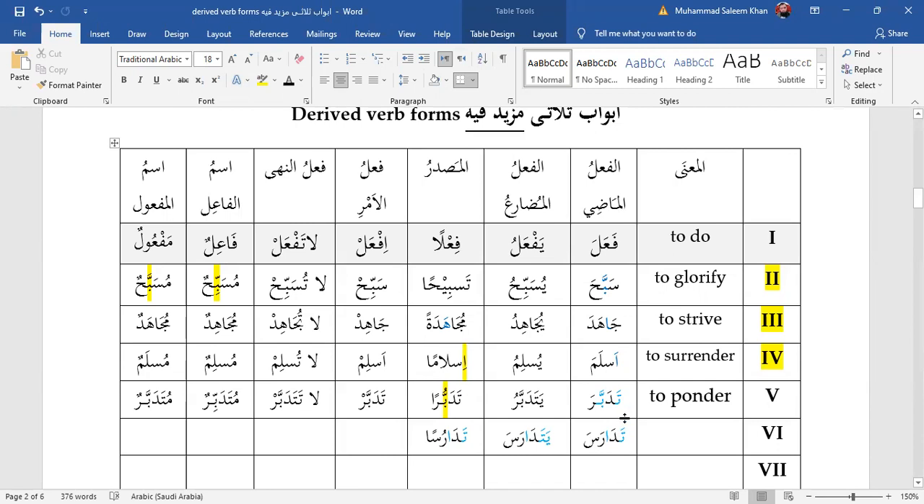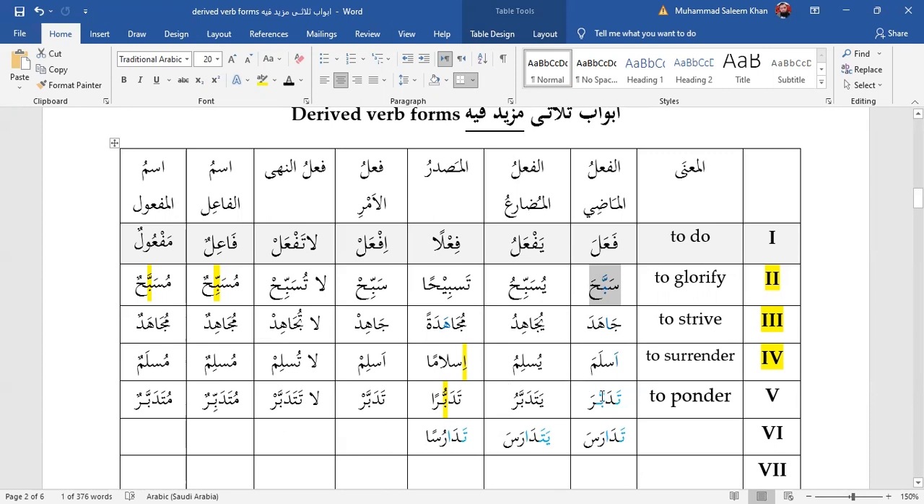So the next one is tadabbara, where we have tashdeed extra, alif extra, hamza extra, and now we have ta and tashdeed extra. The tashdeed is basically the same as in number two. We have added a ta. So it's tadabbara, yatadabbaru, and the masdar also has dhamma, tadabburan, tadabbur. And when we make fi'l al-amr, tadabbur, and fi'l al-nahi, la tatadabbur.